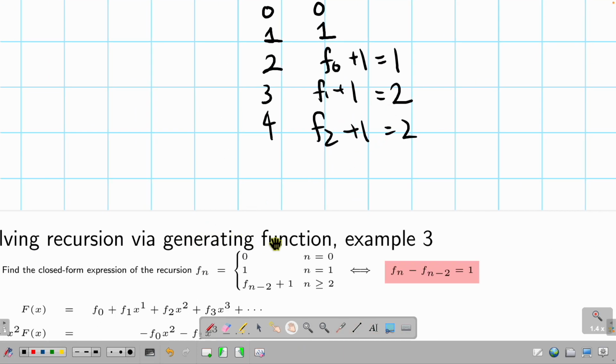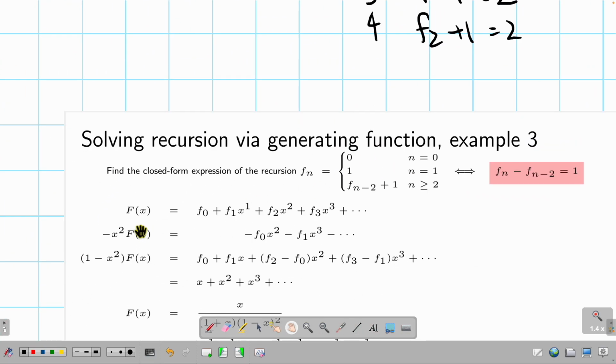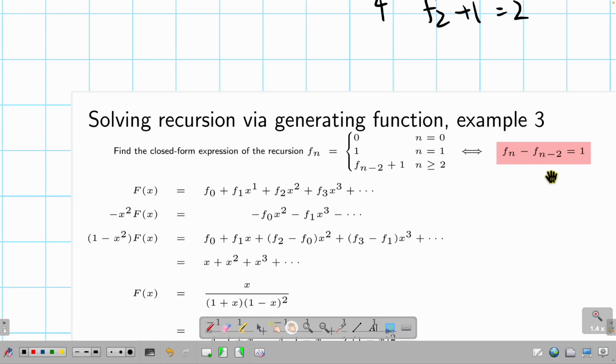We will proceed with a generating function. So first, assume f(x) is a power series, that is f_0 plus f_1 x plus, and so on. Now, we have a red box. So what is the red box? The red box is that we have a 1 here. We try to link the f_n and the f_(n-2) and express it as a constant 1. So we try to create the subtraction of f_(n-2). So how do we do that?